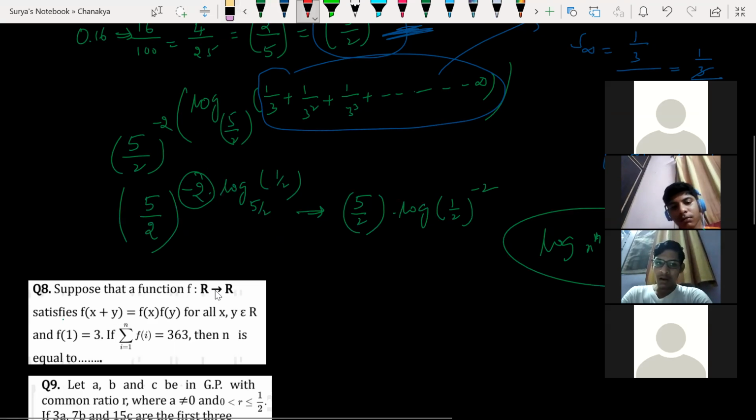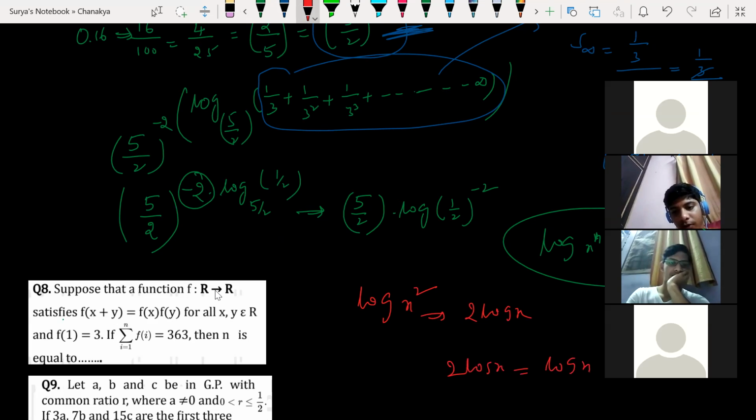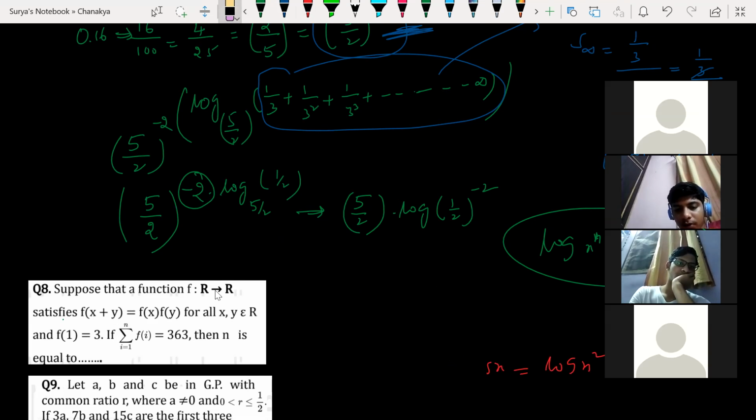Guys, if you don't understand, look at this here. So log x square, if you have, I could write this as 2 log x. Now if I have 2 log x, this can be written as log x to the power x. Isn't it? All of that, right? Yes or no? Yes, sir.